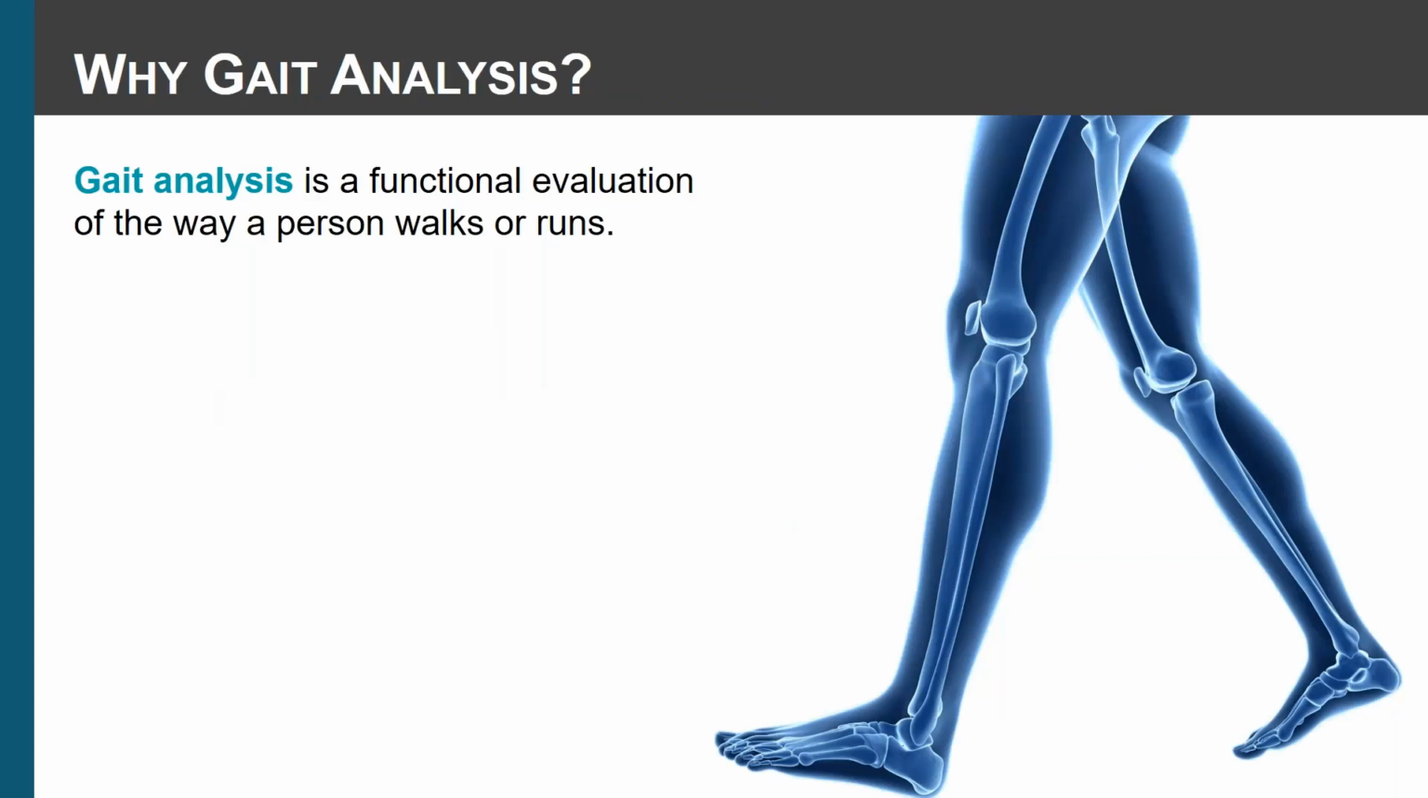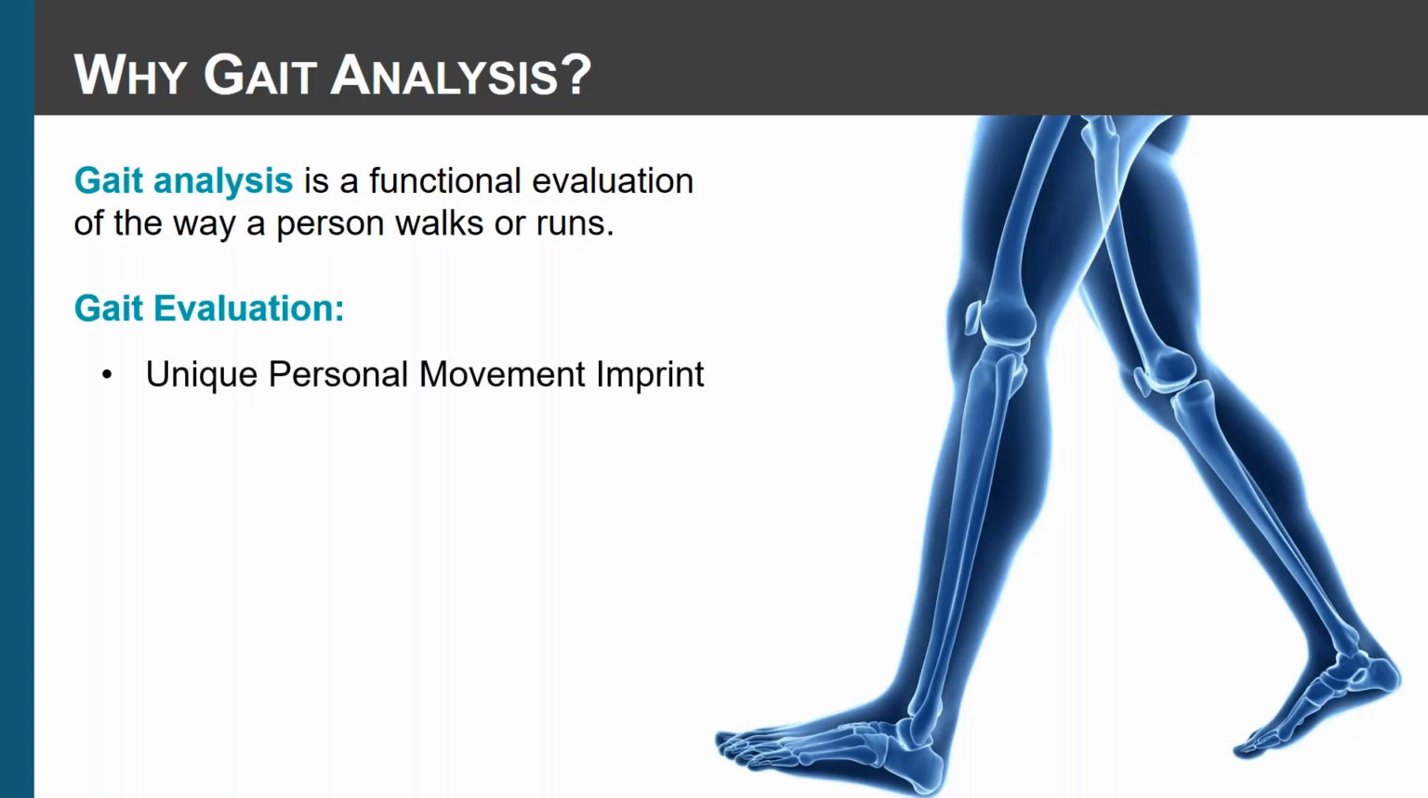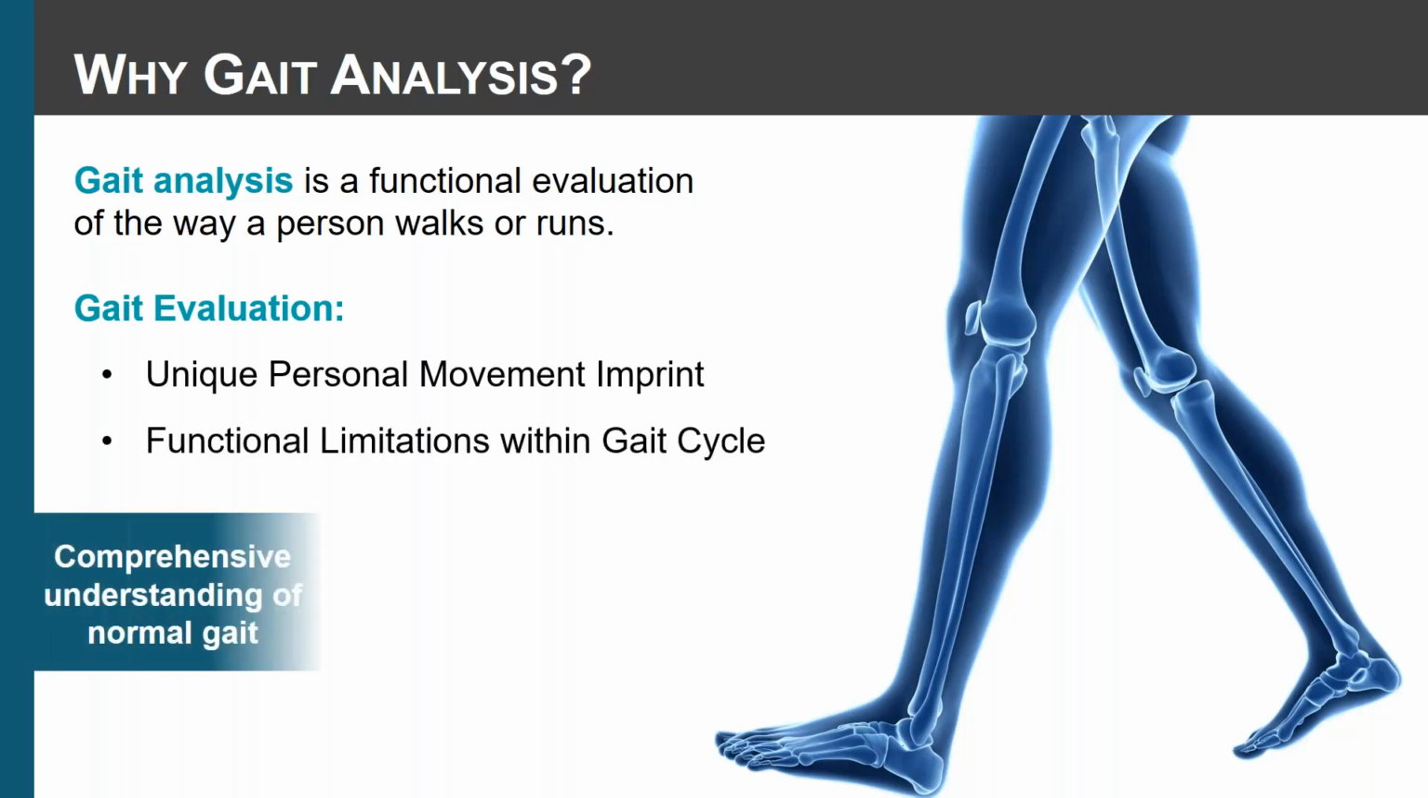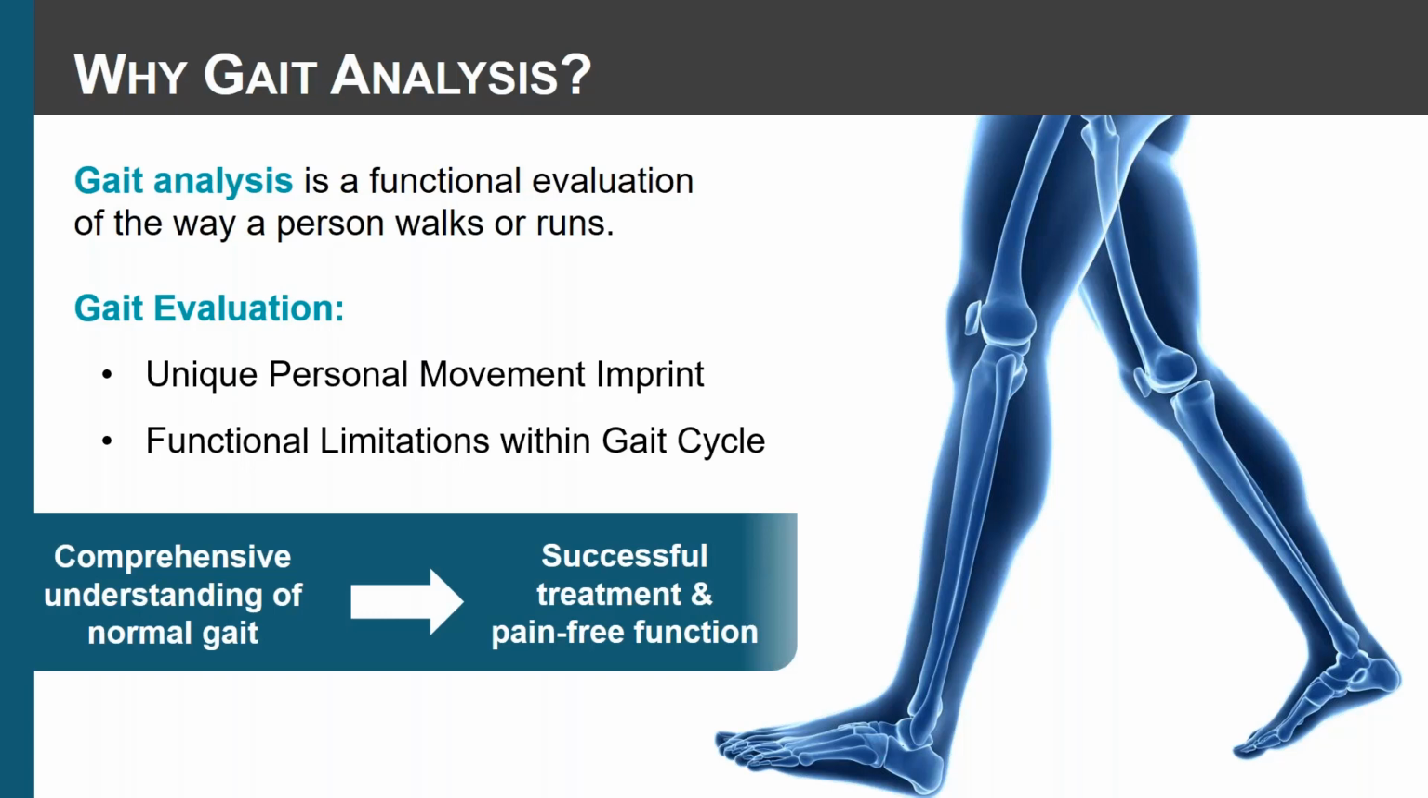So why do we perform a gait analysis? Well, a gait analysis is a functional evaluation of the way the person walks. It provides a unique personal movement imprint and evaluates the functional limitations within the gait cycle. ATs, PTs, and sports medicine professionals should have a good understanding of normal gait and any asymmetries in order to accurately detect, interpret, and provide corrective treatment plans for their patients, athletes, or others to return to normal, pain-free function.